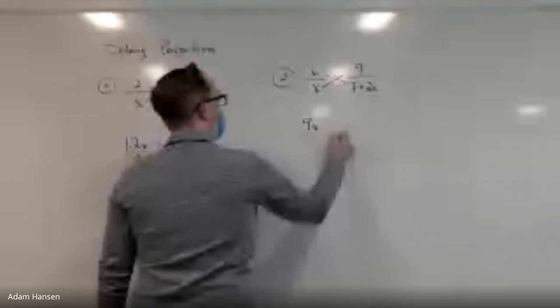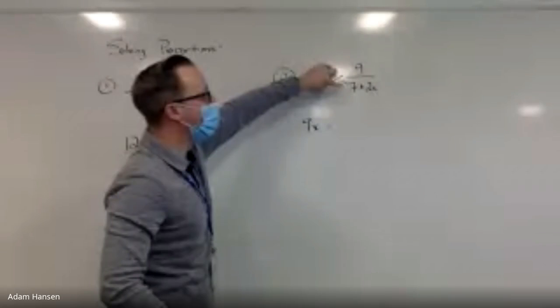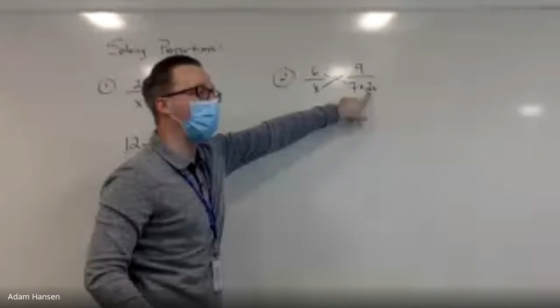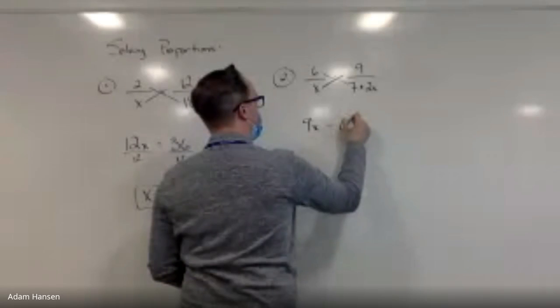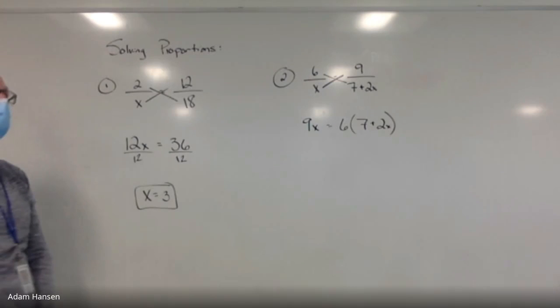Now, one mistake I think students make is they take 6 times 7, but they forget to take 6 times the other piece of that expression, the 2x. So what I like to do is write that as 6 times quantity 7 plus 2x, so that I don't make that mistake. Take 9 times x, that's 9x, but it's going to be a little more work to multiply 6 times 7 plus 2x. So I just write that out as 6 times quantity 7 plus 2x.